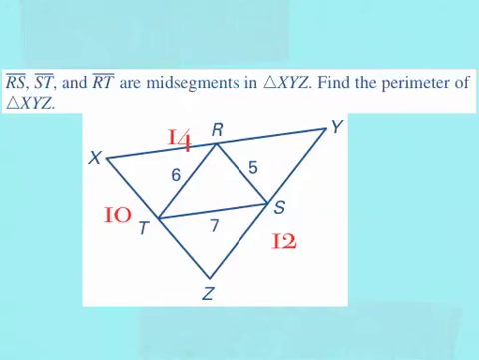Which means XY would have a length of 14, XZ would have a length of 10, and YZ would have a length of 12. To find the perimeter, I need to add up the side lengths. So I'm going to do 14 plus 12 plus 10, which gives me a perimeter of 36.